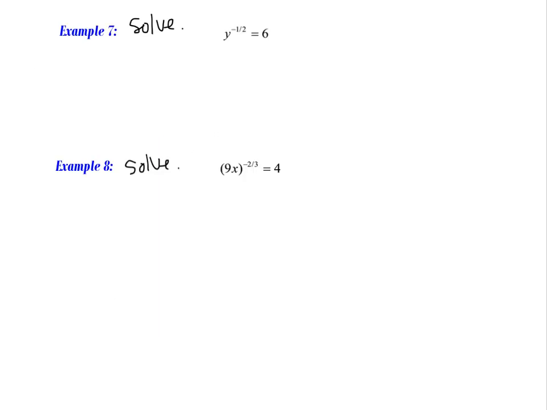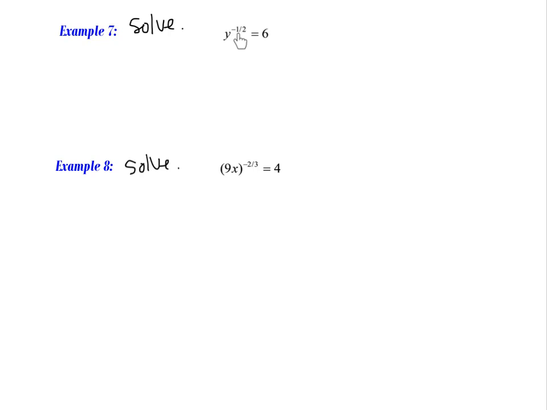Alright, so the directions for 7 and 8 are just going to be to solve. So here's the thing with rational exponents. The way to get rid of rational exponents is to raise both sides of the equation to its reciprocal. So what do I mean by that? Here I have y to the negative 1/2 power, but I'm trying to solve for y. I want just y, not y to the negative 1/2.